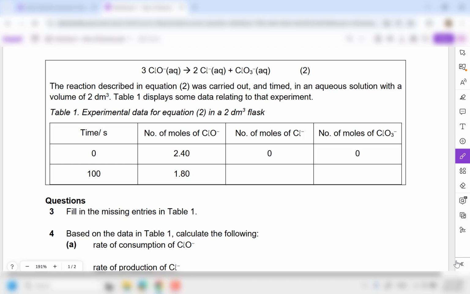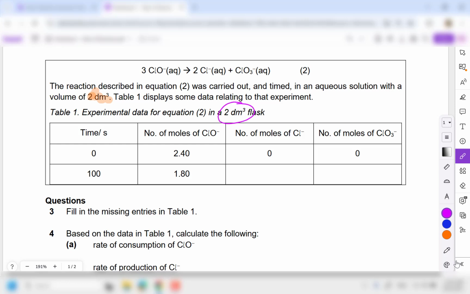Next, we'll look at this particular reaction. The reaction described in equation 2 was carried out in a solution with a volume of 2 dm cubed. I think this is a very important clue here. The volume is 2 dm cubed. Some of you might not notice it. Table 1 displays some data related to the experiments. This is 2 dm cubed again, so they emphasize it.